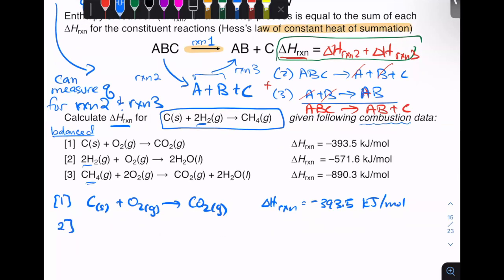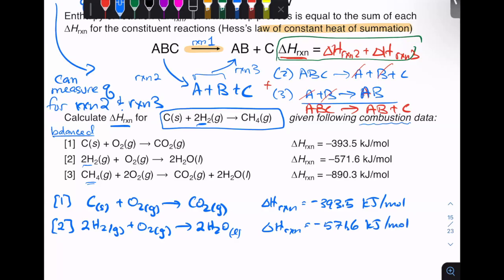So let's just take reaction 2 as it is, and let's write it down. 2H2 gas plus O2 gas will combust and give us 2 moles of H2O liquid. And the delta H for that reaction is equal to minus 571.6 kilojoules per mole.